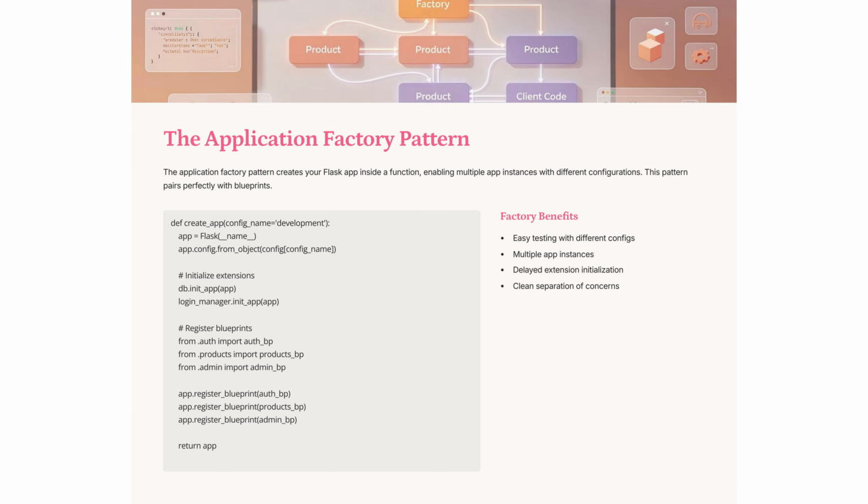The application factory pattern in Flask allows for creating app instances with varied configurations, enhancing flexibility. By initializing extensions like databases and login managers within the factory and registering blueprints, it ensures a clean separation of concerns. This approach supports easy testing, multiple app instances, and delayed extension initialization, optimizing application management.